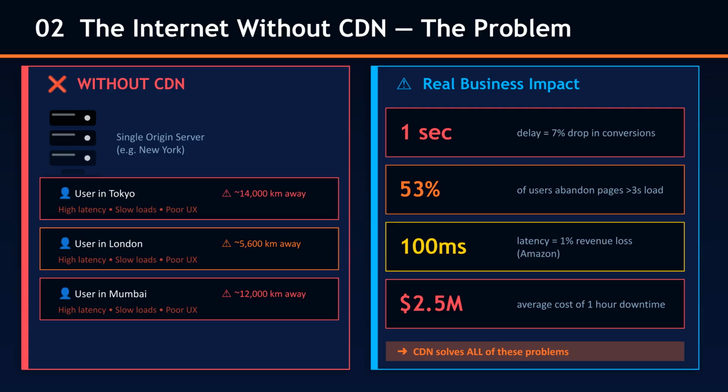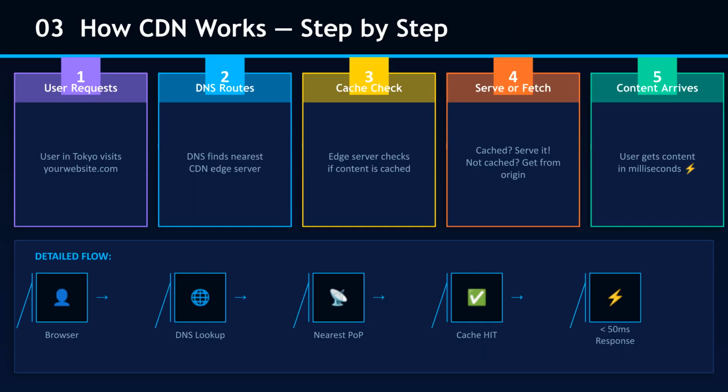This results in high latency, slow load times, and poor user experience for distant users. This slowness has real business impacts, such as revenue loss and increased downtime costs. Here is how a CDN processes a user request in 5 simple steps. The user requests a file. DNS routes the request to the nearest CDN edge server. The server checks its cache. Content is either served or fetched from the origin. And finally, content arrives to the user instantly.